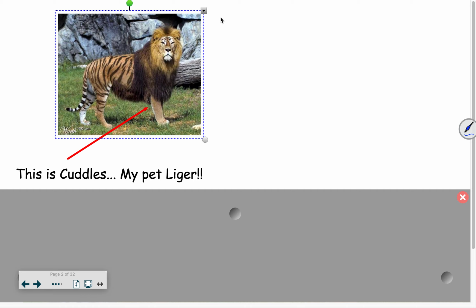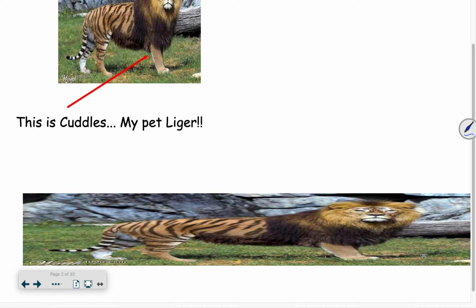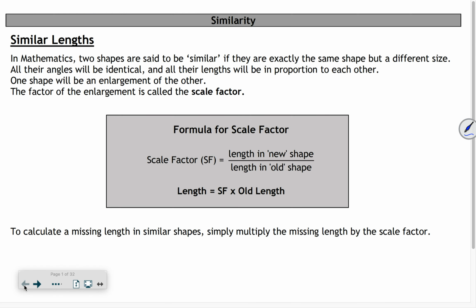An example of a picture that's not similar would be this, where the picture of poor Cuddles has been stretched out of all proportion. So the length has dramatically increased, but the breadth hasn't increased, it's actually decreased. So it creates this horrible distorted view. So you would say that this object at the bottom is not a similar enlargement of the picture at the top.